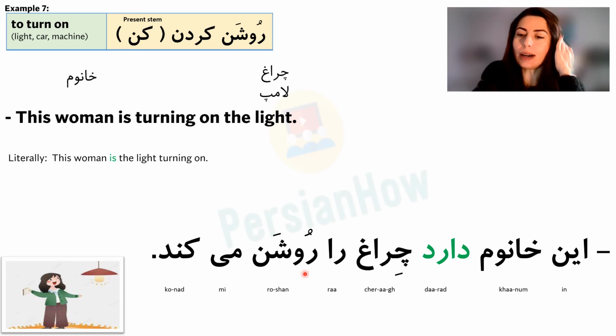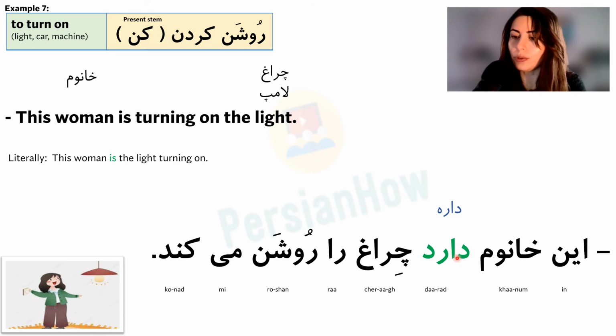So why do we have ra here? Ra is triggered because we are saying is turning on the light. We are not just referring to any lights on the street. We're talking about the specific light. روشن کردن is a transitive verb, so it's چیزی را روشن کردن, and چیزی here is چراغ. So چراغ را روشن می کند.